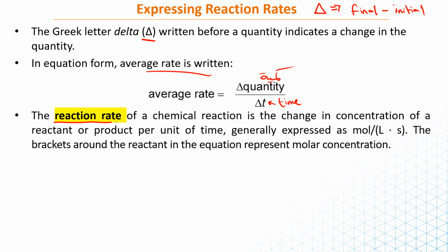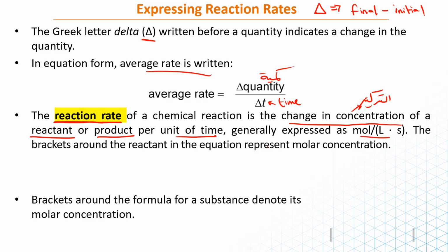Now the reaction rate of a chemical reaction is the change in concentration, التركيز, of a reactant or product per unit of time. التغير في تركيز المتفاعل أو تركيز الناتج مع الوقت. It's expressed in mole per liter per second, mole over liter times second. The brackets around the reactant in the equation represent the molar concentration. So, what do I mean by this?